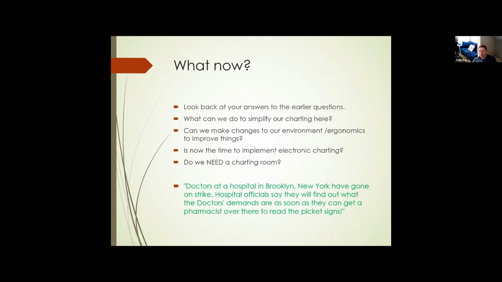What can we do to simplify our charting here? Can we make changes to improve things in terms of ergonomics or environment? Is now the time to implement an electronic charting? I mean, with COVID, our volumes are down a bit because of our nursing shortage. Our flow is down a bit. So, if you need a time for a learning curve to implement sort of new charting, is now the time, given that the flow tends to be a little bit low.